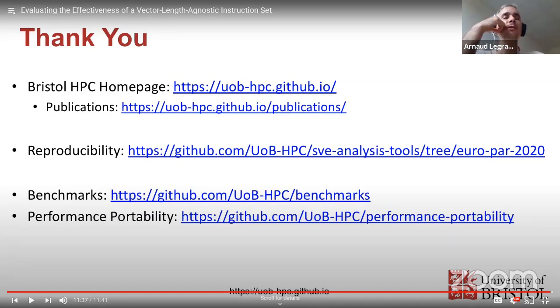Waiting maybe for others to ask questions. I see people typing text.